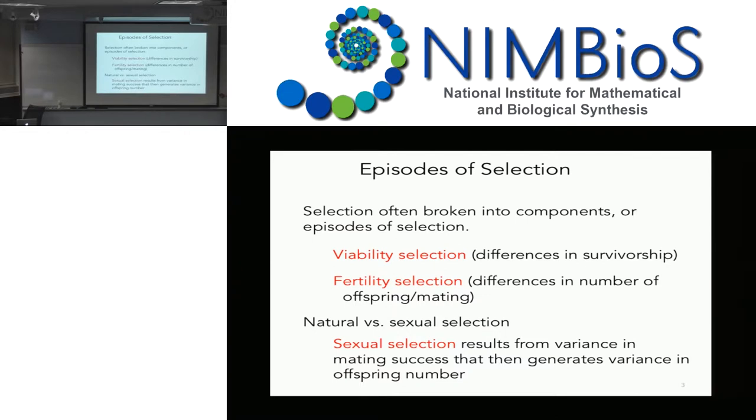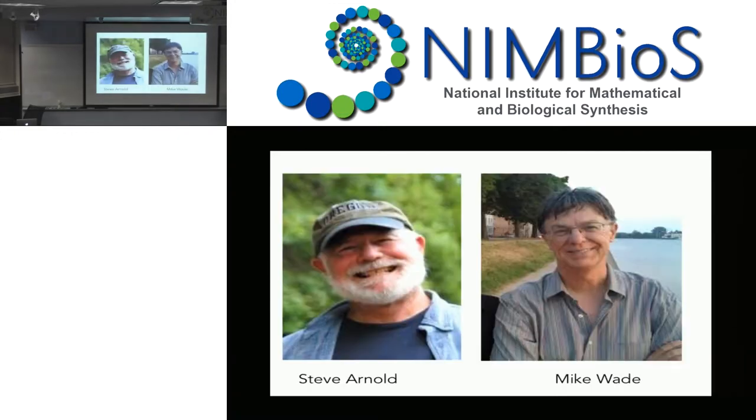There's often a distinction made between natural and sexual selection. Everything up here is natural selection. Sexual selection means there's variance in mating success, and that variance in mating success then generates variance in offspring number. So if there's variance in mating success, but it has no effect on offspring number, that is, if I mate once or I mate 50 times, that has no impact on the number of offspring I have, then you don't have sexual selection. The second lecture today will talk about measures of this and some issues involved in measuring sexual selection.